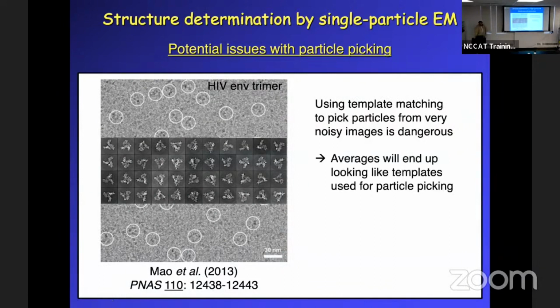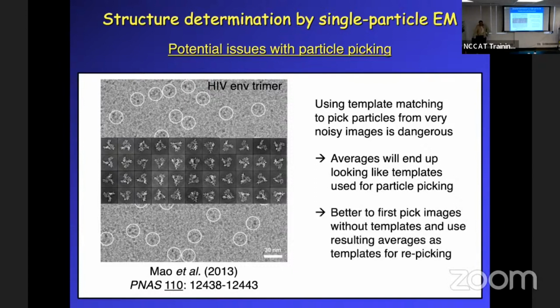And so if you want to be safe, and what you really should do, is the first time you have a new sample, you don't know what you have, pick them without templates, just with a Gaussian blur or even by hand. Nobody wants to do this anymore, but don't use templates. Don't assume what your sample is going to look like. And then when you have averages from this first, then you can use those templates to pick your particles, but they will come from your own data.